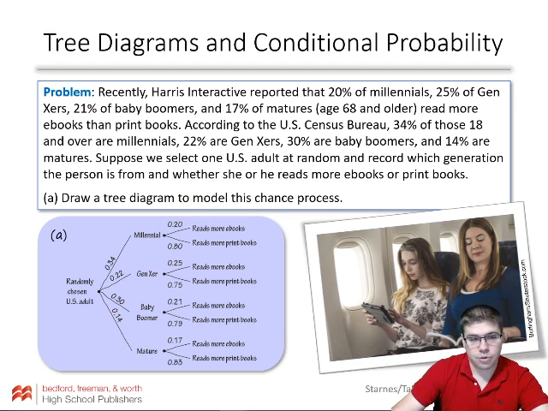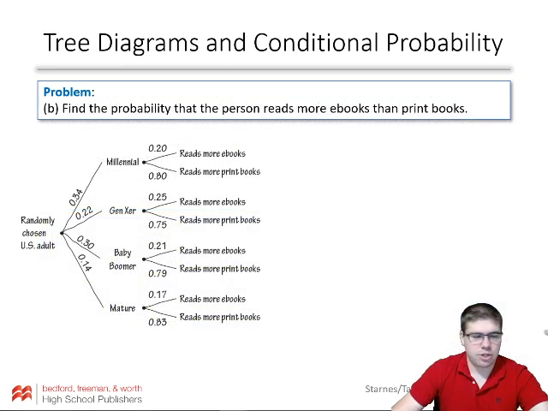So that's the tree diagram. Part B of this question, we're going to use the same exact tree diagram. It says find the probability that the person reads more ebooks than print books. So what's the overall probability that we end up reading more ebooks than print books? And that's not conditioned upon any of these.